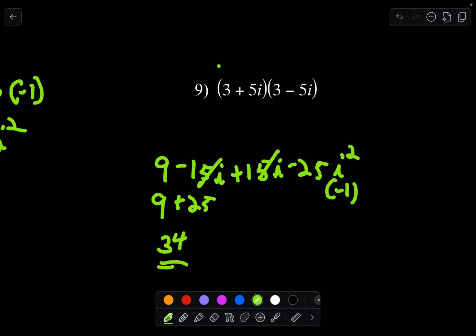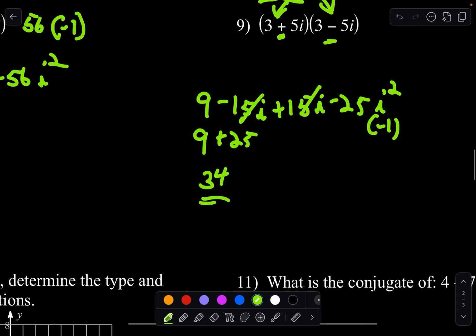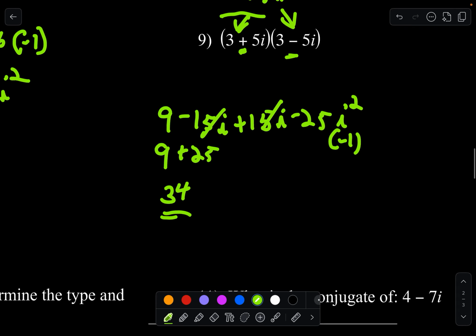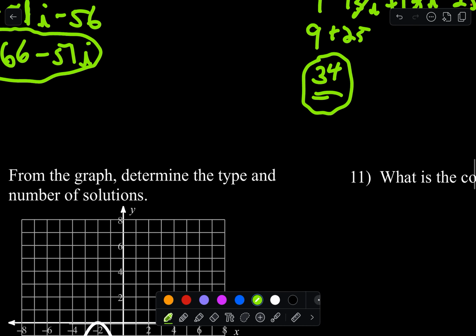We call these two numbers conjugates. Complex conjugates. Notice they are almost exactly the same except for the sign in front of the i is switched. So one's 3 plus 5i, the other one's going to be 3 minus 5i. Okay. And when you multiply conjugates, you get a real solution. You just get 34 in this case. No complex part. All right.